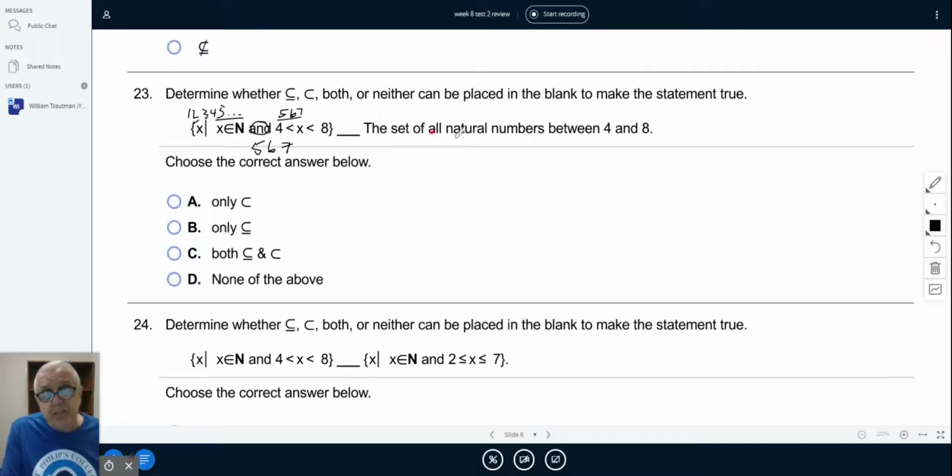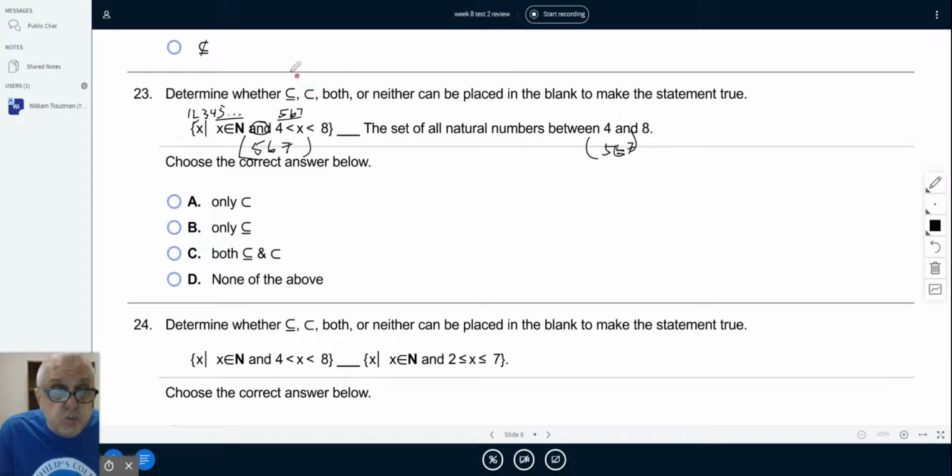But then we have the other side. I was wondering, did I not read the other side? A set of all natural numbers between 4 and 8. Natural numbers between 4 and 8 are 5, 6, 7. 4 is not between 4 and 8. It doesn't say inclusive. It would say inclusive if 4 and 8 were part of the answer. So the numbers between 4 and 8 are 5, 6, and 7. If you notice, 5, 6, and 7, they're the same sets.